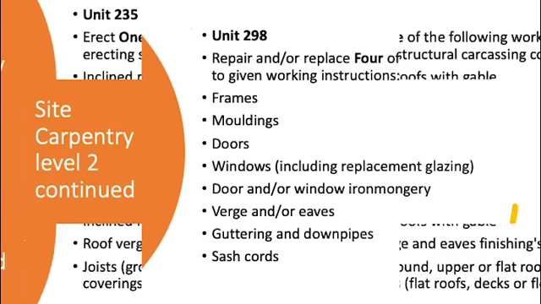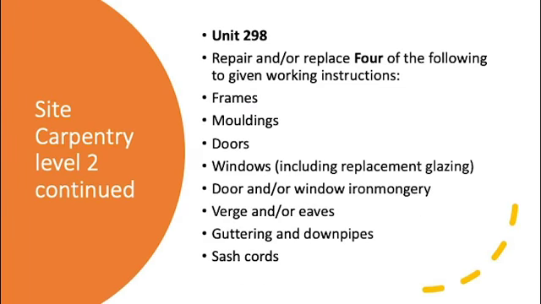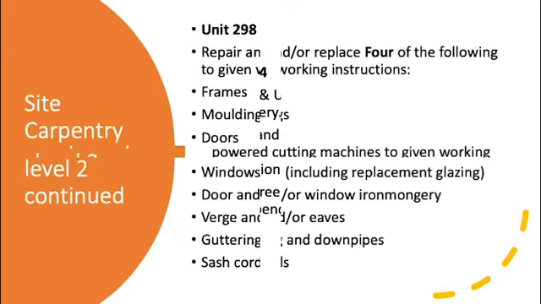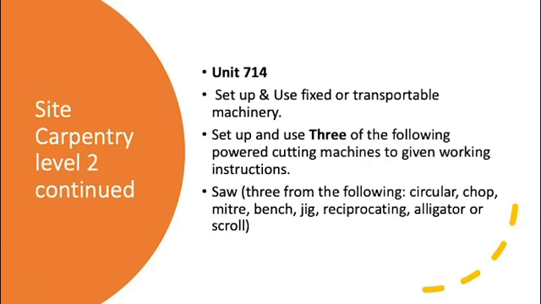Unit 298, which is repair and replace. This is another optional unit, and it's looking at any 4 of the following: frames, mouldings, doors, windows including replacement glass, doors and window ironmongery, verges, eaves, gutterings and downpipes, sash cords. Unit 714, which is set up and use fixed or transportable machinery. This is to set up 3 of the following: chop saw, mitre saw, bench saw, jigsaw, reciprocating saw, alligator saw or scroll saw, a drill, planer.